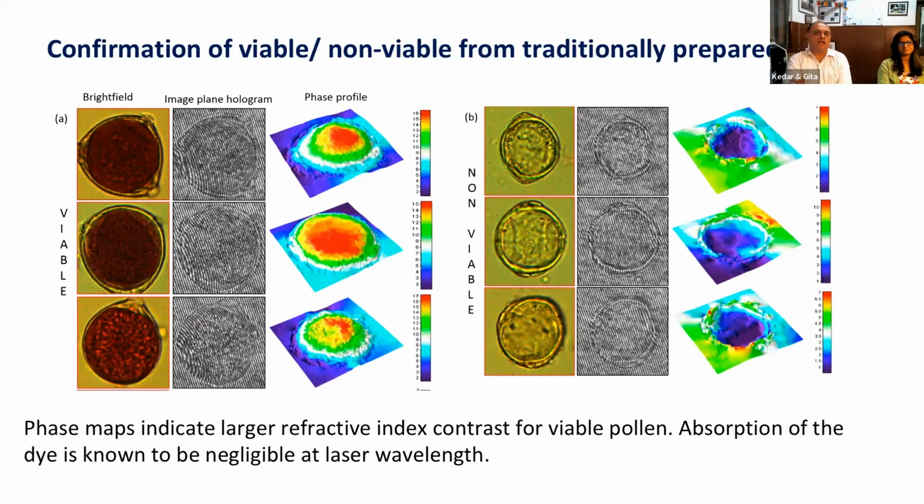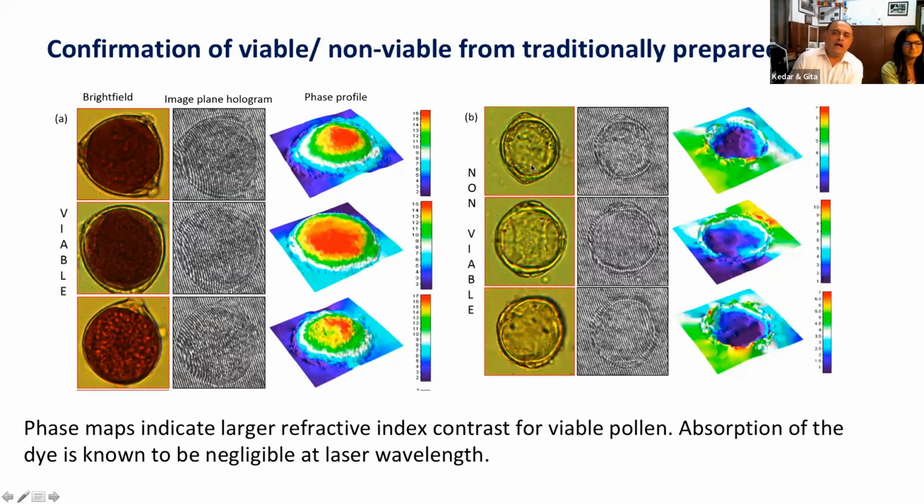Now, let's come back to pollens, and what we want to see in this pollen study. We first prepared the pollen sample in the traditional way with staining. You can see there are two groups of pollen shown, one on the left-hand side and one on the right-hand side. The pollen on the left-hand side are confirmed to be viable because all of them have taken stain. The image plane holograms of these pollen look like this. They all have this characteristic that the fringes bend whenever these lines encounter the pollen in the image. And all of them, with this algorithm, lead to the phase profile, which is a kind of projection map of refractive index, as I said before.